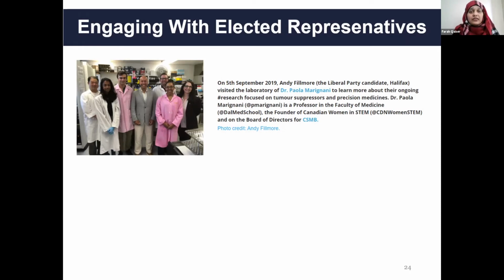Here in the slide, you can see a photo of Andy Fillmore, who was the then Liberal Party candidate in September 2019, and he visited the lab of Dr. Paola Marignani to learn more about their research. And that's something you can do. You can reach out to your elected representative, invite them to come hear about the science or the research that you're doing. It's obviously better if it's just you who's reaching out, perhaps a call, an in-person meeting makes more sense.